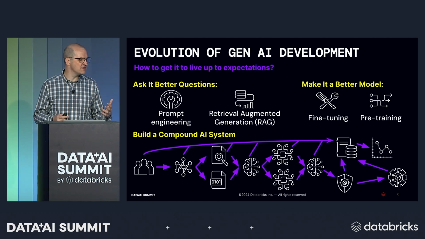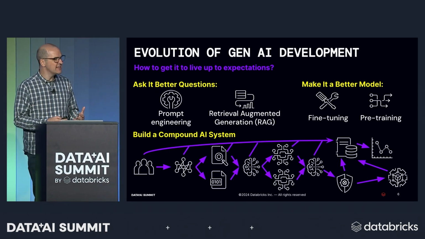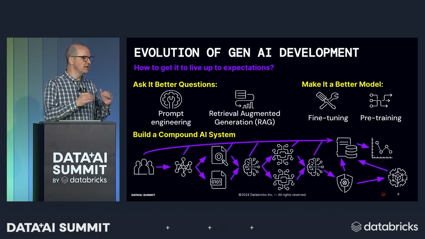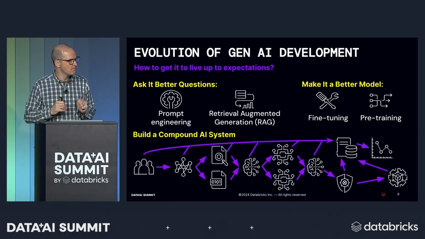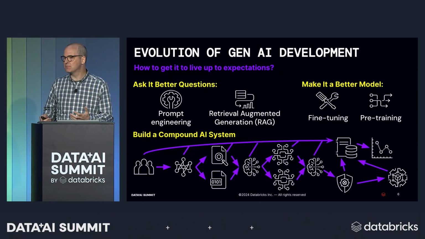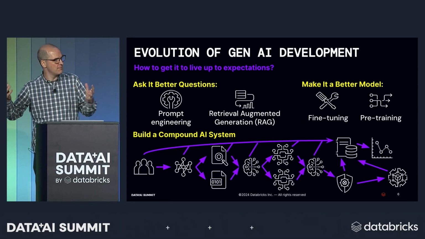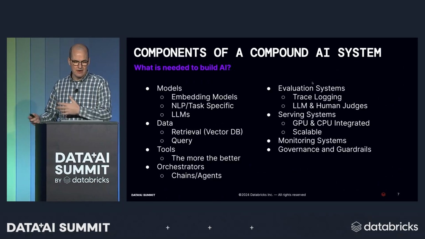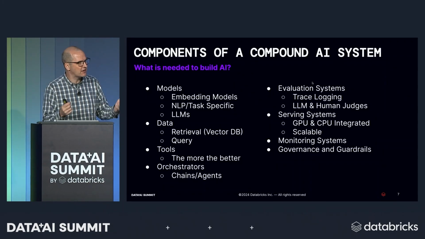And this new wave is compound AI systems, or agents, as you might hear them called, right? This idea that if you're going to build a very high-performing AI system, it's probably going to be composed of more than just a prompt, a model, and maybe some documents, right? So what are these components of a compound AI system? What are we talking about?